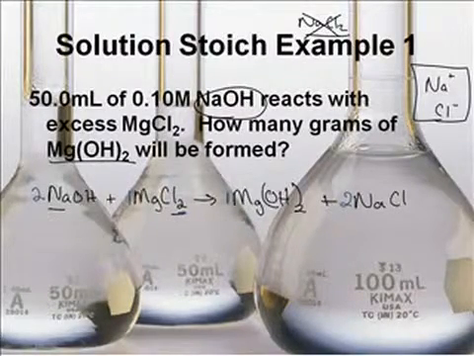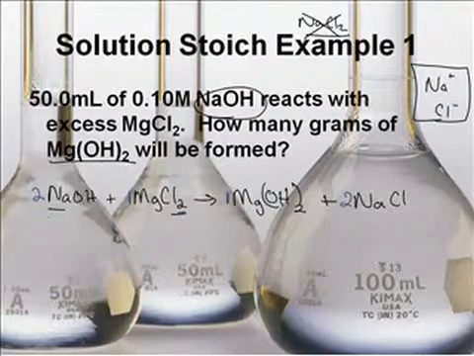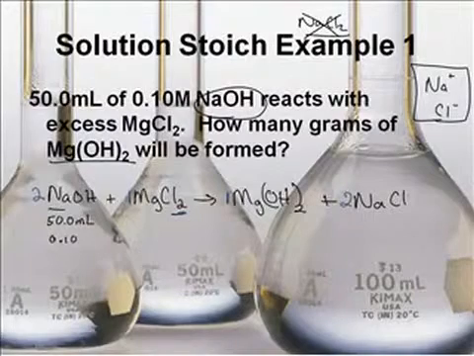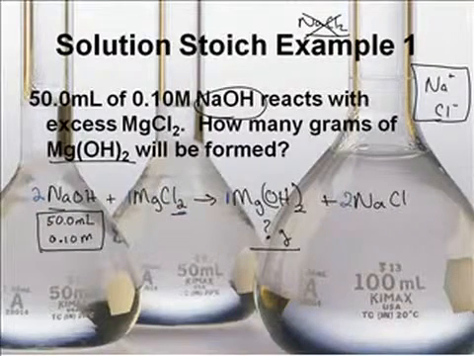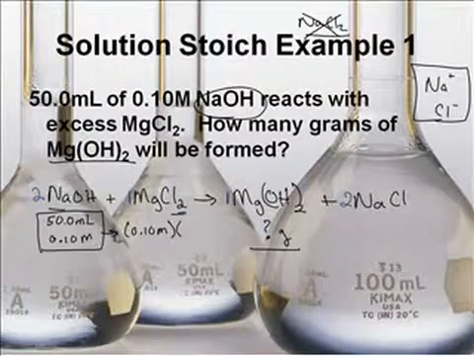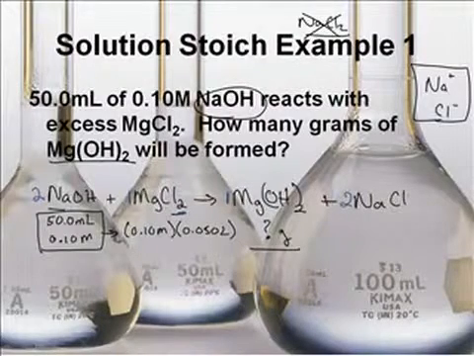Now, what do I know? I know that I have 50 milliliters. I'm going to write down what I know underneath. I have 50 milliliters of the NaOH, and it is 0.10 molar. And the question is, how many grams of the magnesium hydroxide are formed? We just have one step to do. So if I were to take M times V, so I take 0.10 molar times 0.050 liters. Now I just converted to liters in my head. I divided by 1,000.